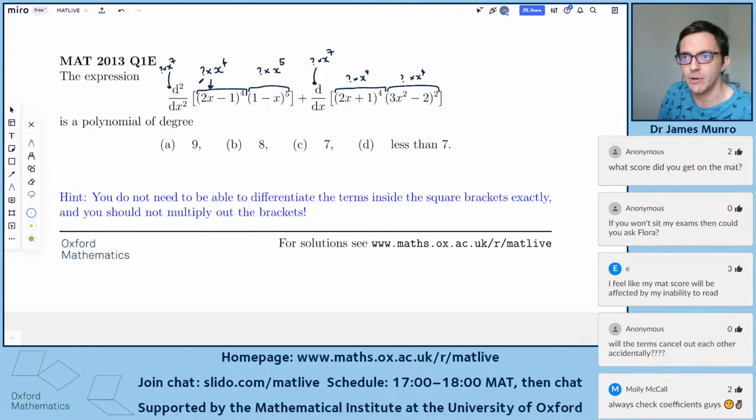Because remember, the polynomial x squared plus 1 is degree 2. It's not degree 10, even though you could write it as 0 times x to the 10 plus x squared plus 1. There's a power of 10 here, but the coefficient is 0. So this is not really a polynomial of degree 10. This is a polynomial of degree 2. So we need to be careful with these coefficients.